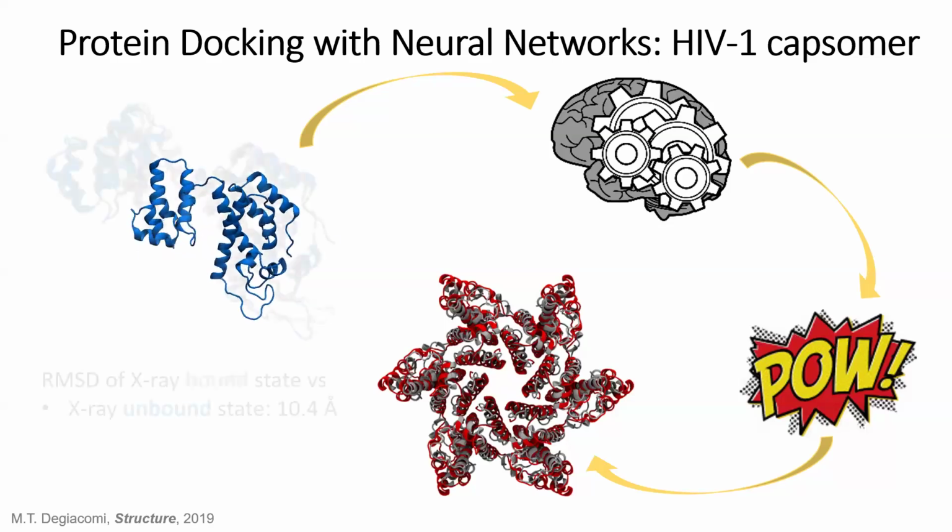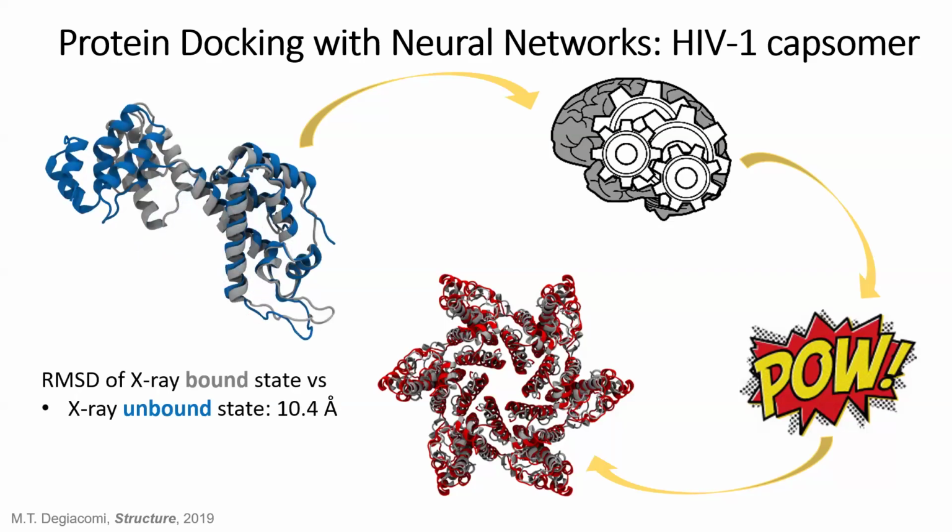And what was quite exciting at the time was that the conformational changes suspected for the protein as it switches from the unbound to the bound state, or the root mean square deviation between the known atomic structure of the unbound state and the known atomic structure of the bound state, is quite large, 10.4 angstroms. So there's two domains that need to be arranged, one with respect to each other.